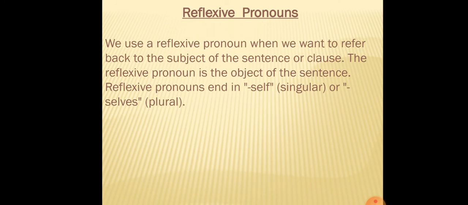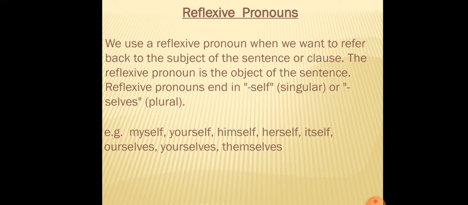The third type of pronoun that we are going to do is reflexive pronoun. We use a reflexive pronoun when we want to refer back to the subject of the sentence or clause. The reflexive pronoun is the object of the sentence. The reflexive pronoun ends in self, that is, for singular we use self and for plural selves. So we can say they generally refer back to the subject of the sentence.